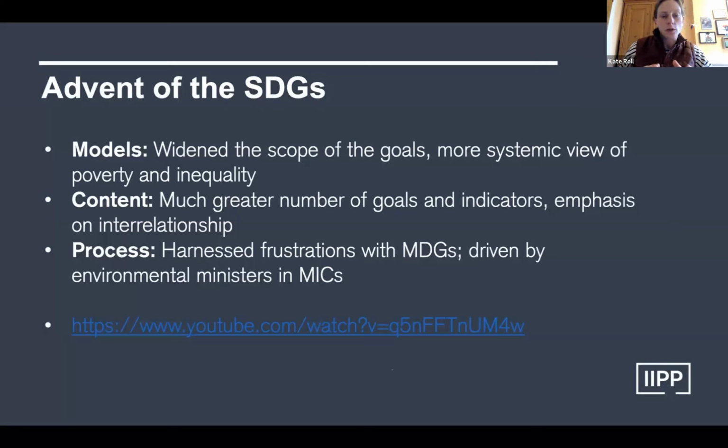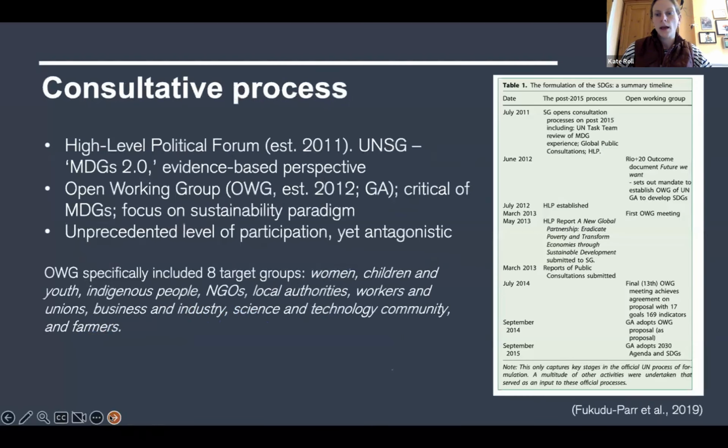And then, given the frustration with the MDGs coming out of the UN Secretary General's office, the SDGs were really driven by a much more consultative process. It had multiple streams. And the really important drivers were environmental ministers from middle-income countries, particularly in Latin America. So you've got a different set of actors that came together to do this. Here we go. This is just a little insight into this consultative process.